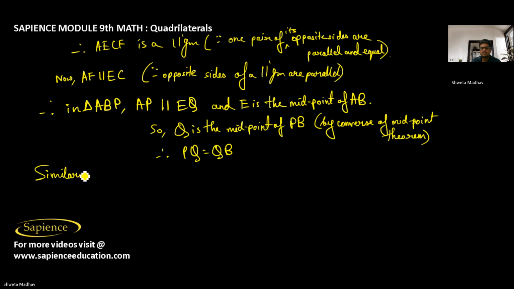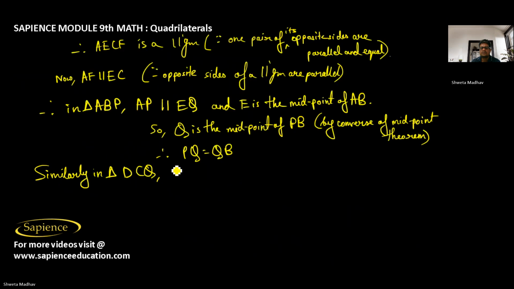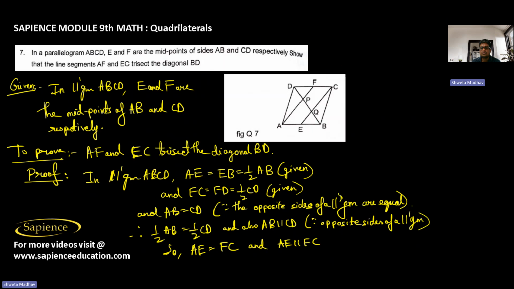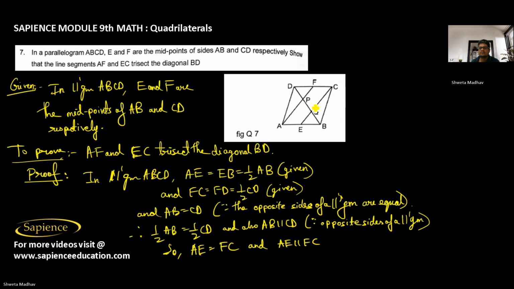Similarly, in triangle DCQ, EF is parallel to QC, since AF is parallel to EC. And F is the midpoint of DC.